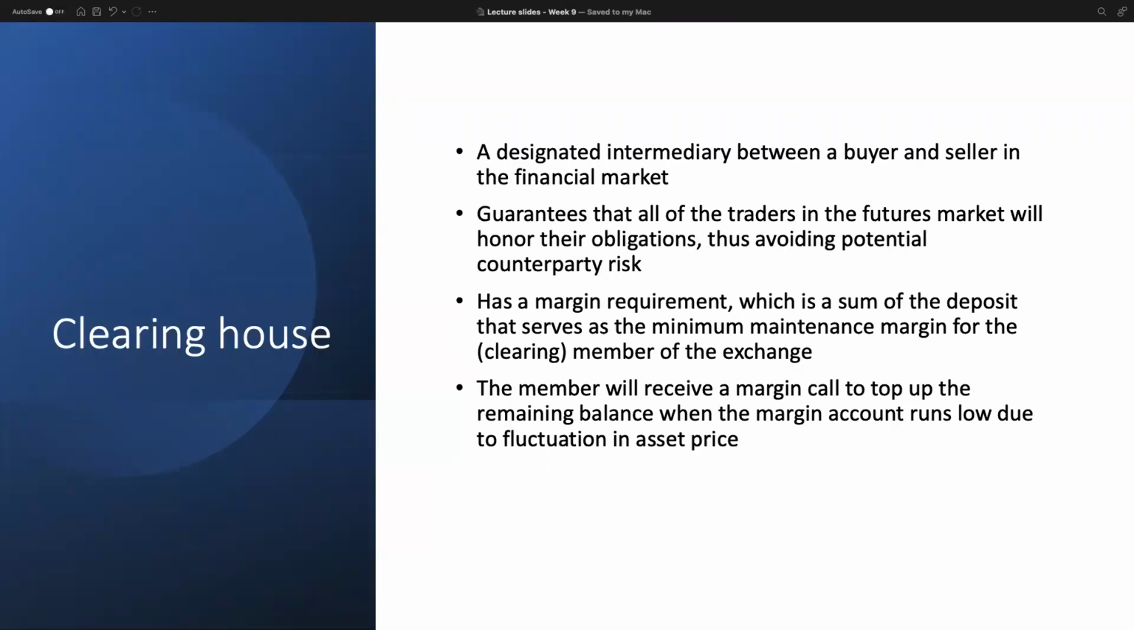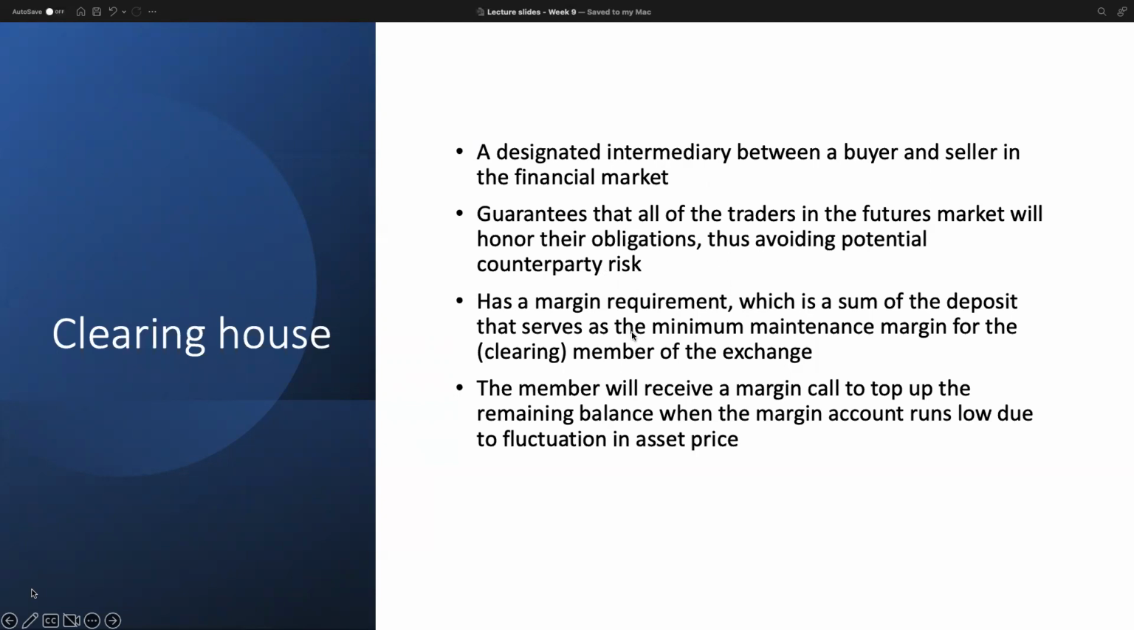Let's talk about the clearinghouse. This is an intermediary between a buyer and a seller in the financial markets. They are there to guarantee that the transactions happen as planned, right? Each party in the transaction would honor their obligations, and thus it eliminates the potential counterparty risk.